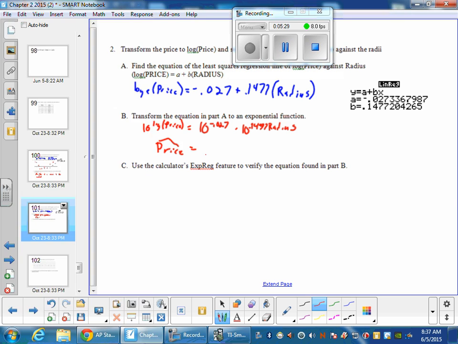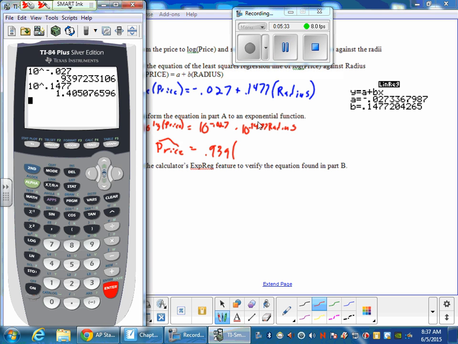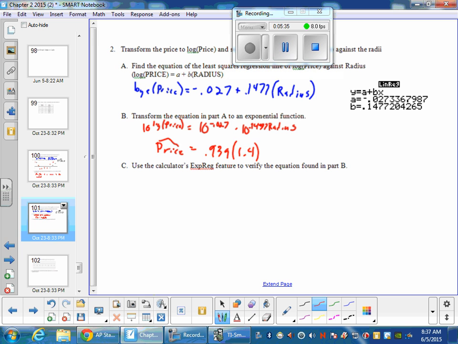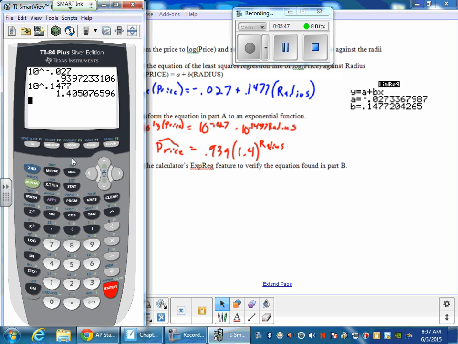So we have 0.939 to the 1.4, and that radius still stays up in the exponent because we weren't able to deal with that at all. So that is our equation. Now, to see if that's a reasonable graph here, we do a linear regression of L1 and resid again. And it kind of looks like this.